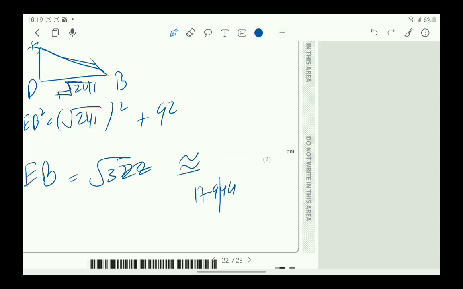17.944 to 3 significant figures is 17.9. This is your final answer. Moving on.